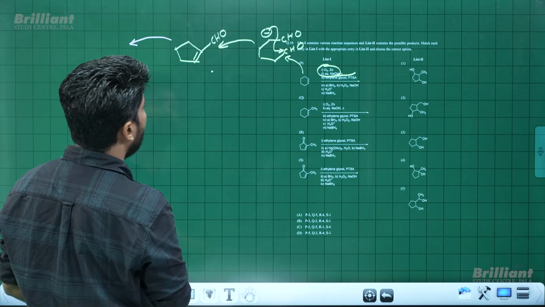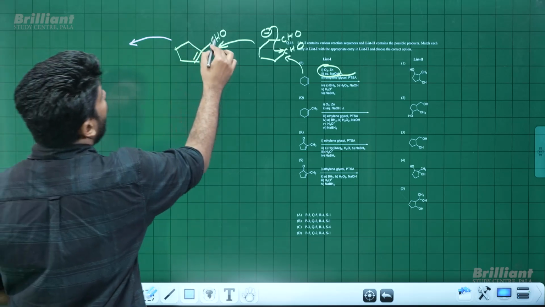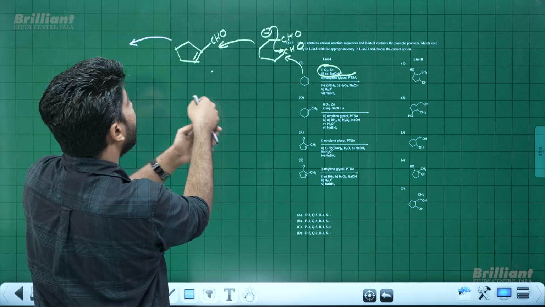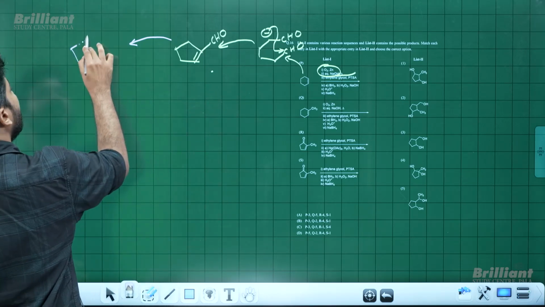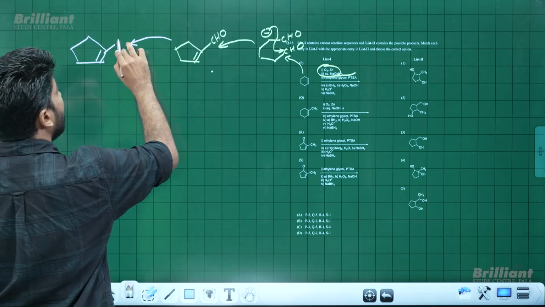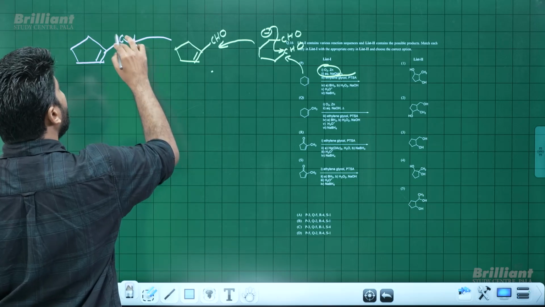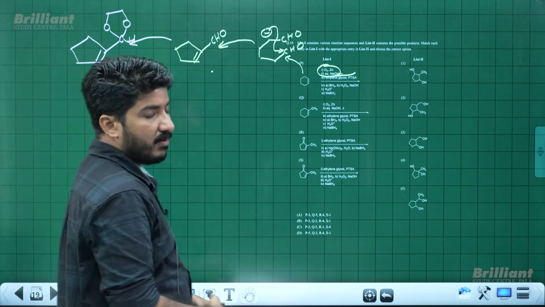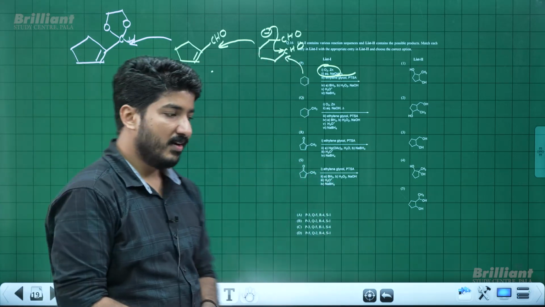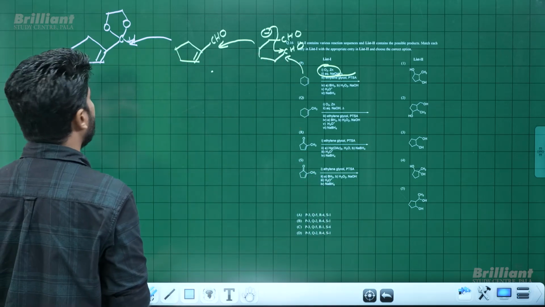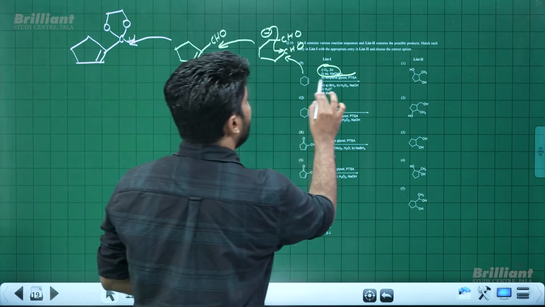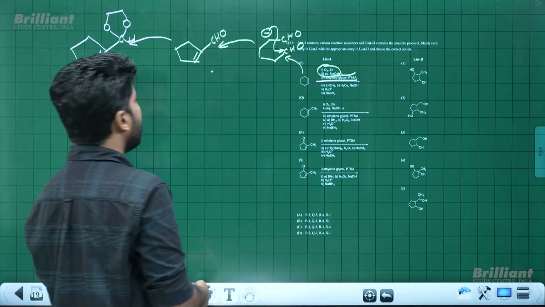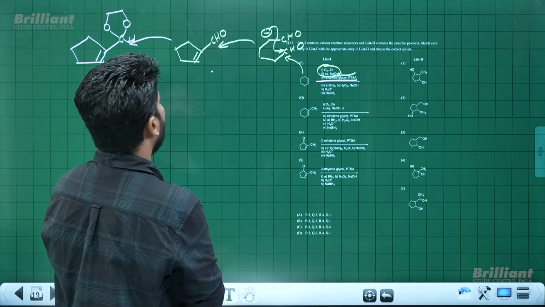Ethylene glycol, PTSA is used. You know, the carbonyl group is protected in the form of a cyclic acetal, right? So let's see why they are doing this. So CHO is converted to cyclic acetal form. That is the product after step 3. Ethylene glycol PTSA will give us a 5-membered cyclic compound like this.